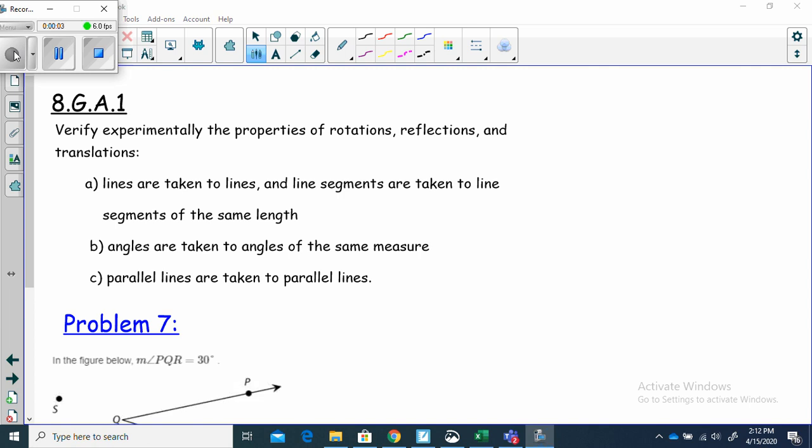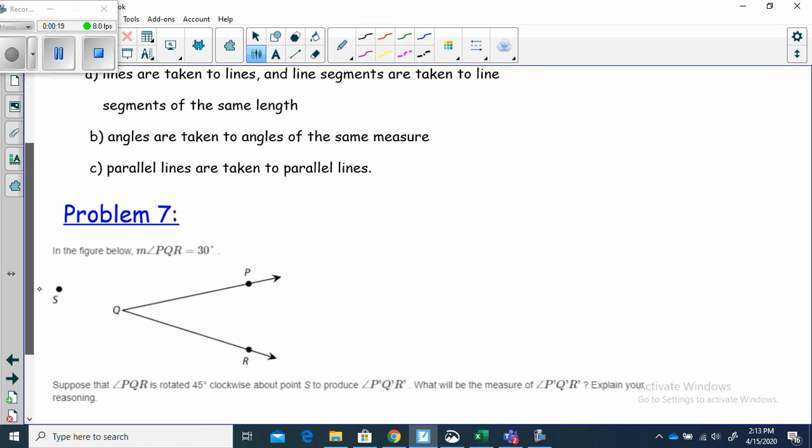This is problem 7 of Standard 8 GA1, where we're looking at the properties of rotations, reflections, and translations. All of these are congruence transformations, and they form figures that will be congruent. The pre-images and images will be congruent.